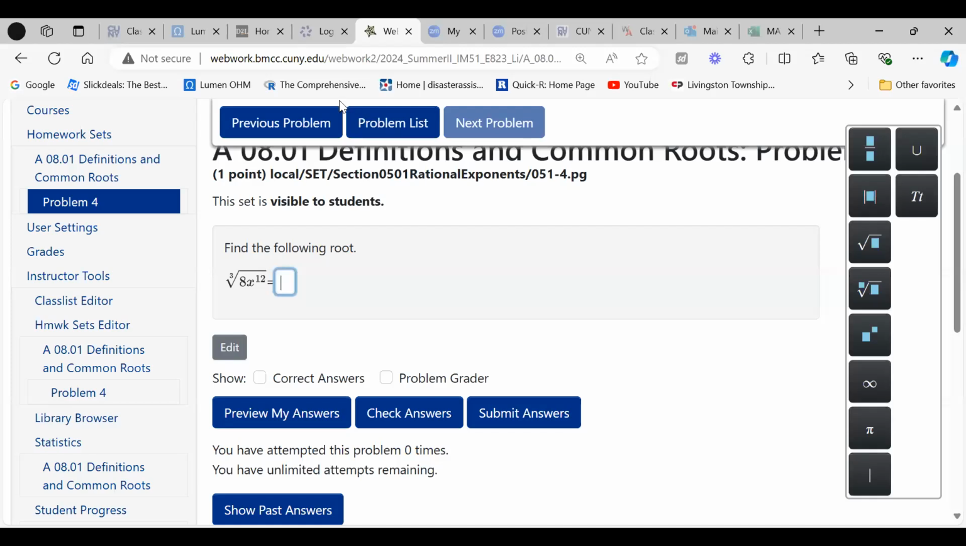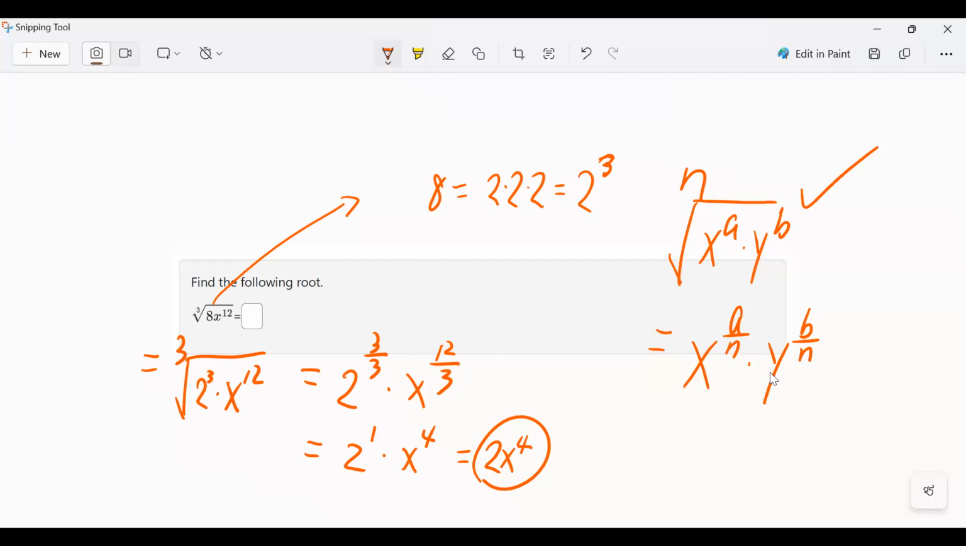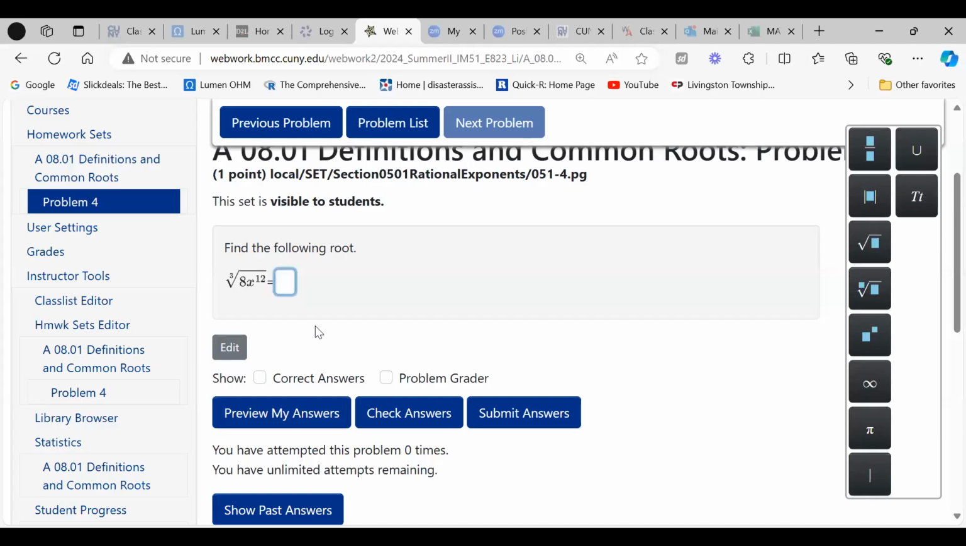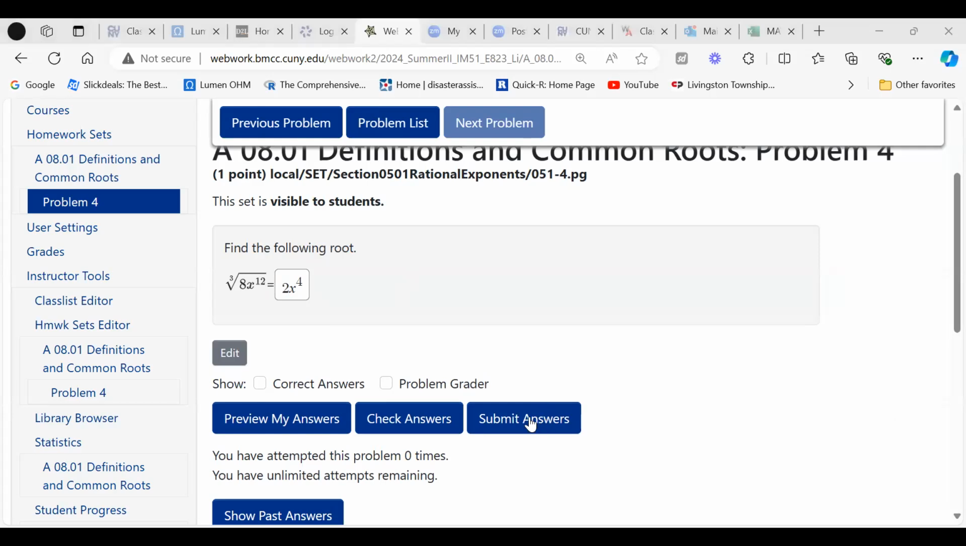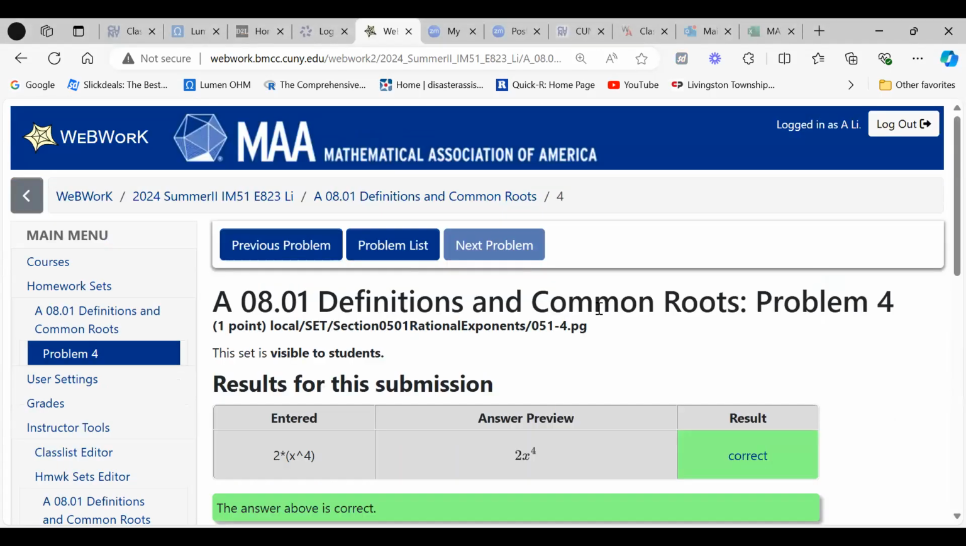Professor, you're going to be proud. I got that answer. Yeah, of course. You're going to be proud because you learned how to solve it. So 2x to the fourth. Let's check the answer. So 2x to the fourth. The answer is correct.